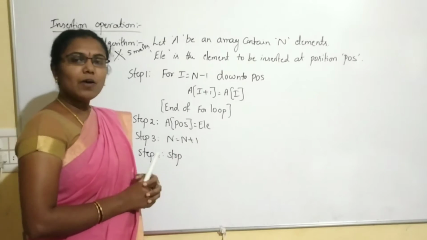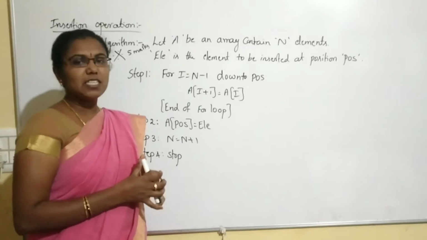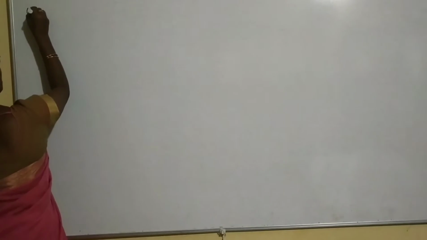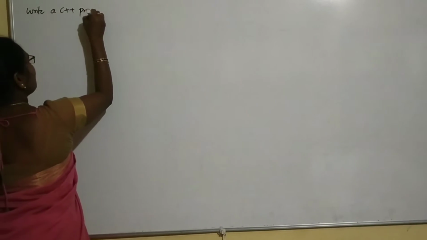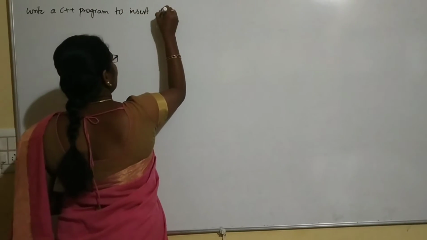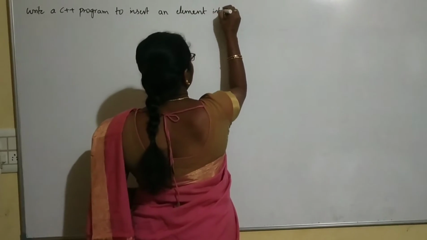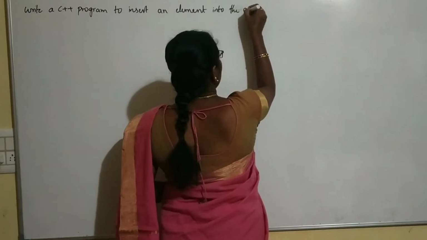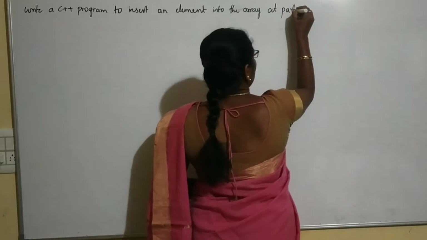Next, we go for how to implement the C++ program and how the program will insert the new element at the particular position. This program: write a C++ program to insert an element into the array at a particular position.